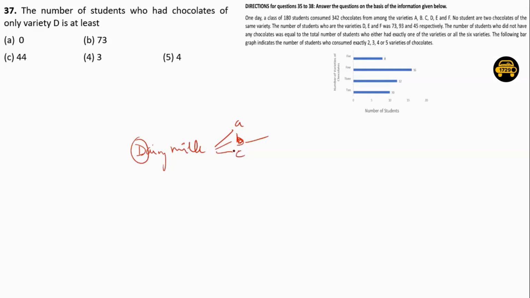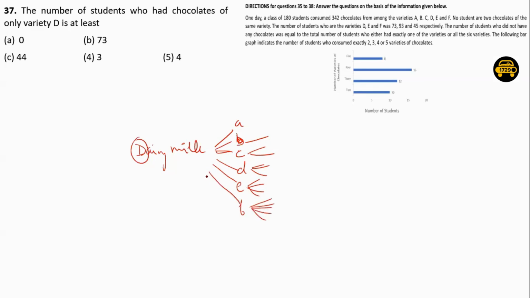Now there will be some students who will be taking 3 chocolates in all. One will be D and 2 of other varieties. Now there will be some students who will be taking 4 varieties in all, out of which one will be D and there will be 3 other varieties. Now there will be some students who will be taking 5 varieties in all, out of which one will be D and 4 other varieties. And F, who are taking every variety, so they will take 1 D and 5 other varieties.